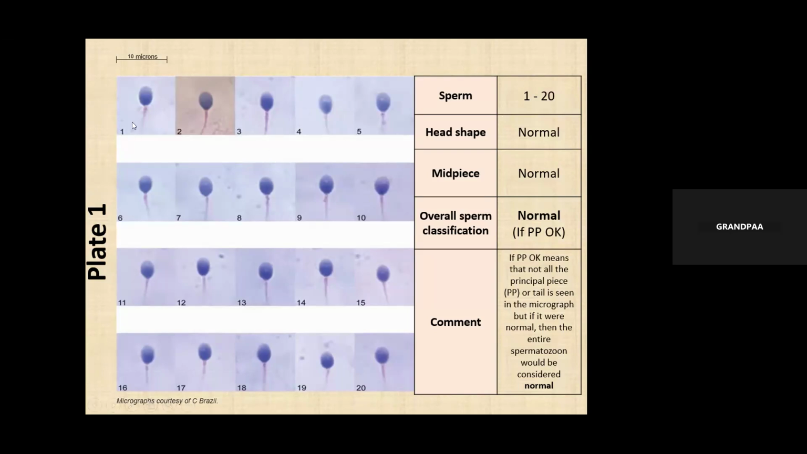So this plate one, for example, from 1 to 20, all of them are normal. So this is sperm, and this is plate 1 to 20. All of them are normal. The head shape is normal, the mid piece is normal, and then the overall. So one is saying PP, I'm sure. What will PP stand for?